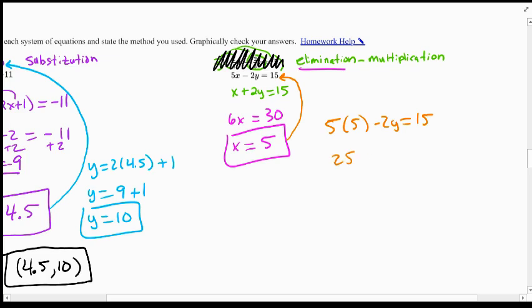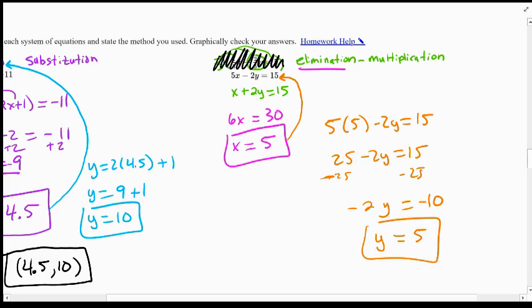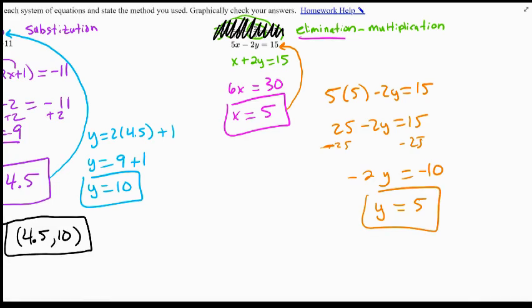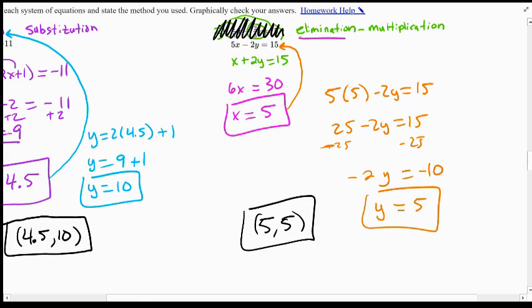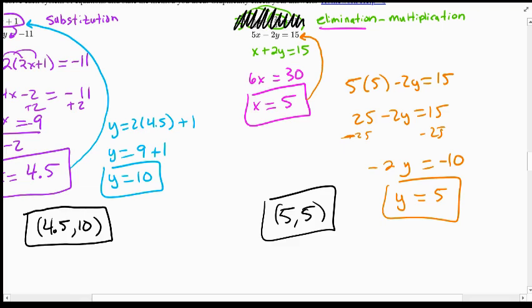When I do that, I get 25 minus 2y equals 15. And subtract 25 from both sides to get negative 2y equals negative 10. Divide both sides by negative 2, which gives me my y value that is also 5. And to put my answer here as a coordinate, I see that it would cross at (5, 5). So if you threw this on Desmos, both of those equations would cross at these coordinates that we found for x and y.